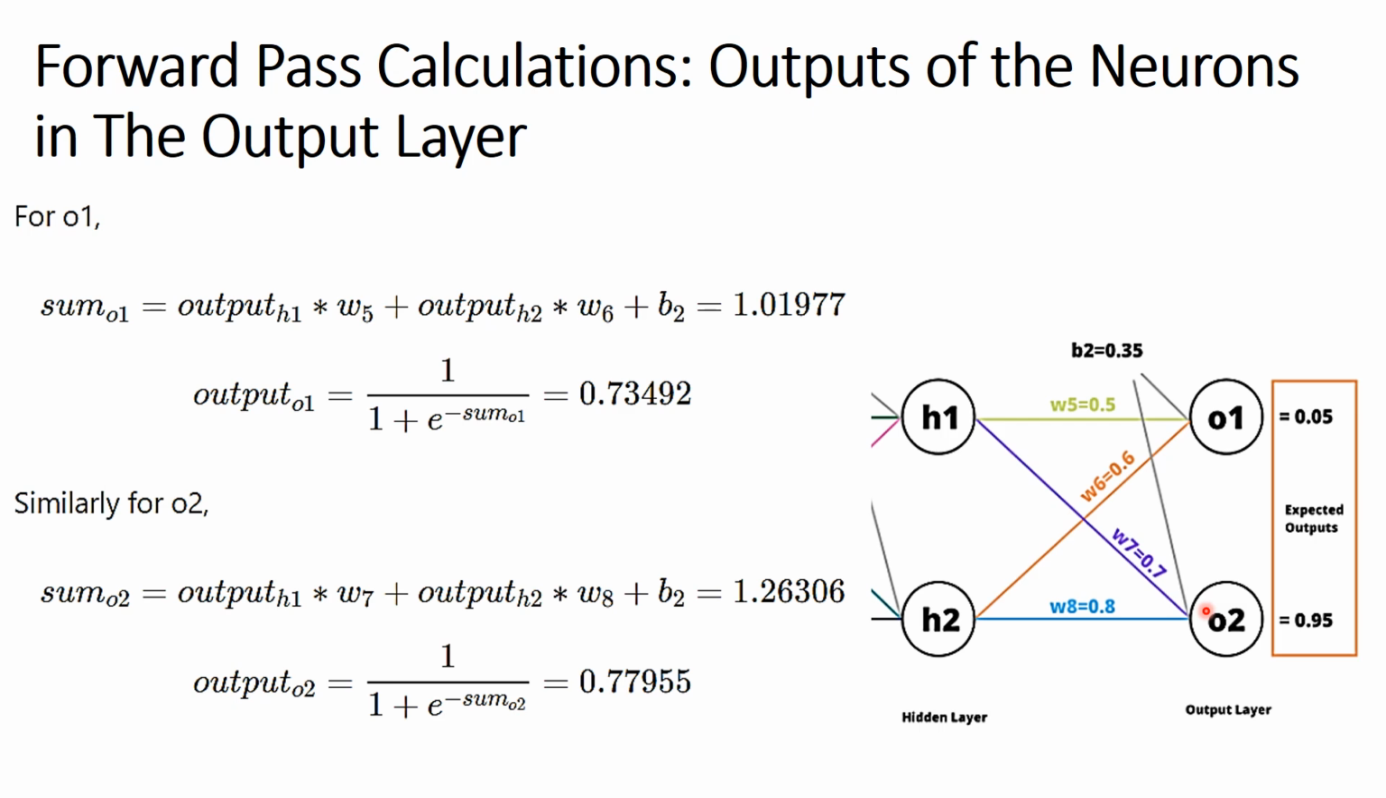هنعوضها في الاكتيفيشن فانكشن الخاصة ب O2، دالة التنشيط للنيورون O2. output O2 بيساوي 1 على 1 زائد E to the power minus sum O2، هنعوض هنا في minus sum O2 بالقيمة 1.26306. هيجيك النتيجة النهائية 0.77955. القيمة دي والقيمة دي هي الاكشوال اوتبوتس، دي الخرج الفعلي للشبكة.